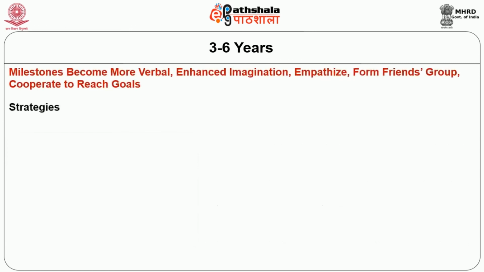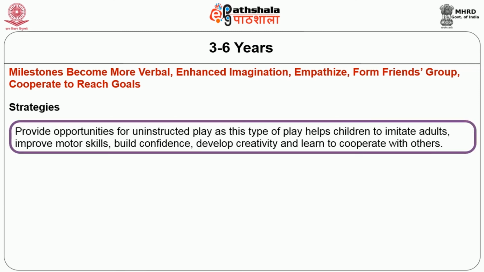And on to the 3 to 6 years, the milestones become more verbal, enhanced imagination, empathy, forming friend groups, and cooperating to reach goals. The strategies to be employed to reach these milestones is to provide opportunities for uninstructed play, as this type of play helps children to imitate adults, improve motor skills, build confidence, develop creativity, and learn to cooperate with others.